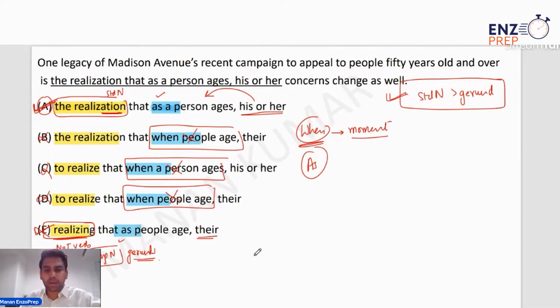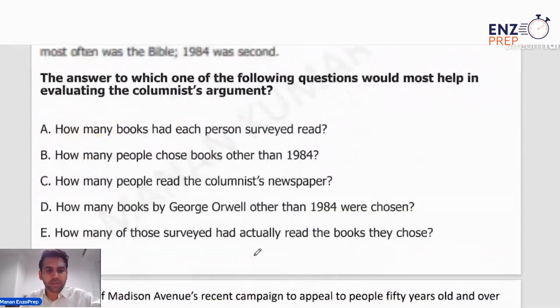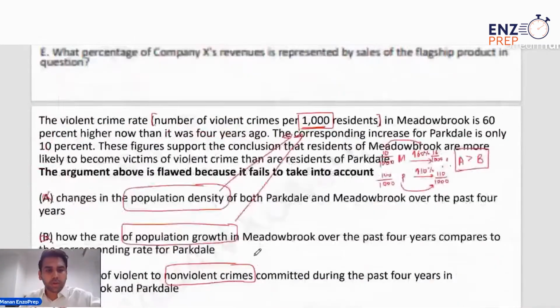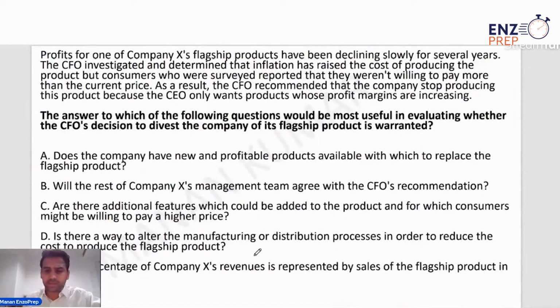Now, let's move on to a very straightforward question. Let's do one more question. Let's try out this one. This is again a critical reasoning problem, and generally people do tend to get confused with this one. So try this one. I'll just read the stimulus and see if you have a good grasp of it, and then let's start.